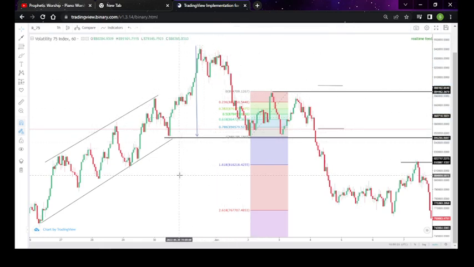So what is the use of this height? It's simple, guys. You have to project it from the break point. And when I'm saying the break point, I'm saying the point where the price broke the neckline. As you can see, my price broke the neckline at this zone. So I'm going to project this and put it where my price broke this zone. So let me project it.